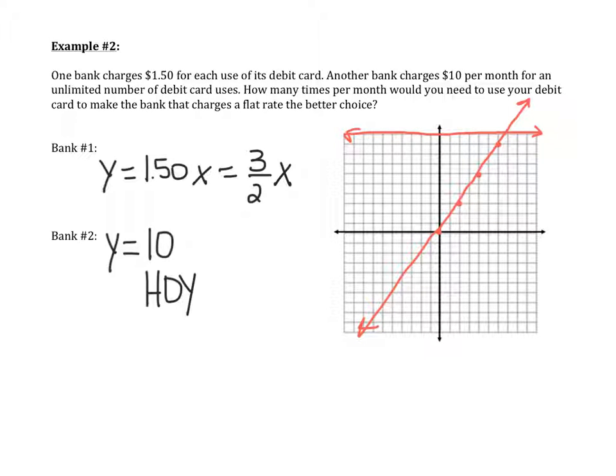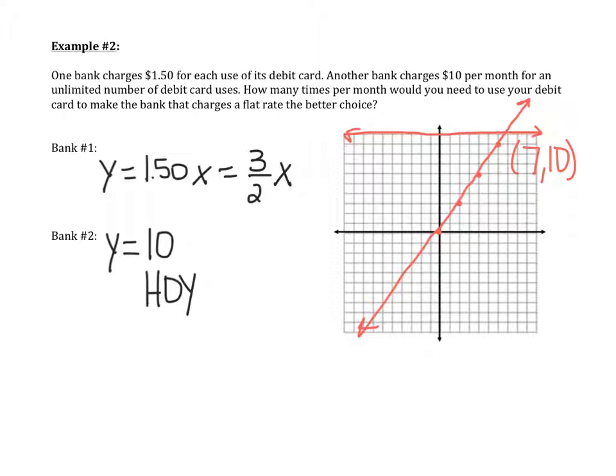You can see these two lines now intersect. The place where they intersect would be where the two banks would equal each other. So the place of their intersecting would be right here. That ordered pair would be about (7, 10), since I'm counting over 7 units and up 10.